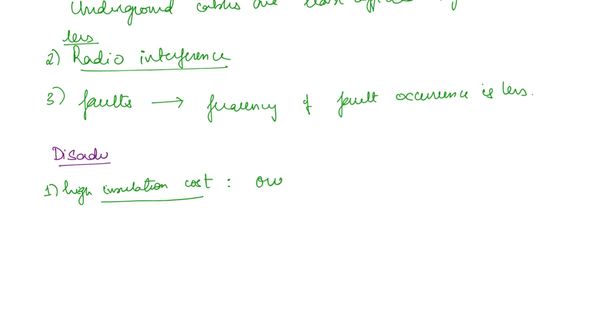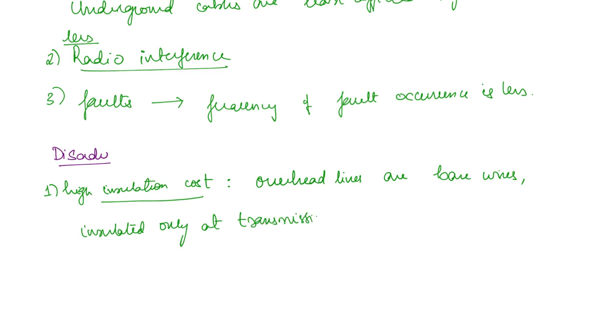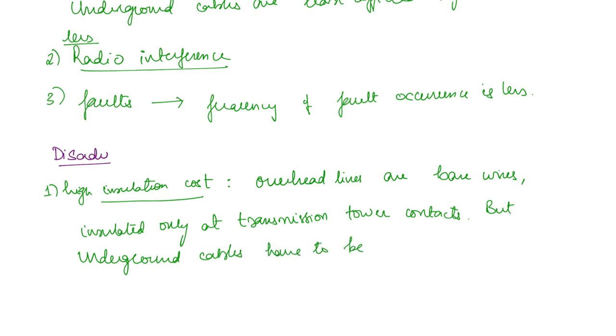Okay, so overhead lines are bare wires, insulated only at transmission tower contacts. But underground cables have to be insulated throughout the length to avoid direct contact with earth.